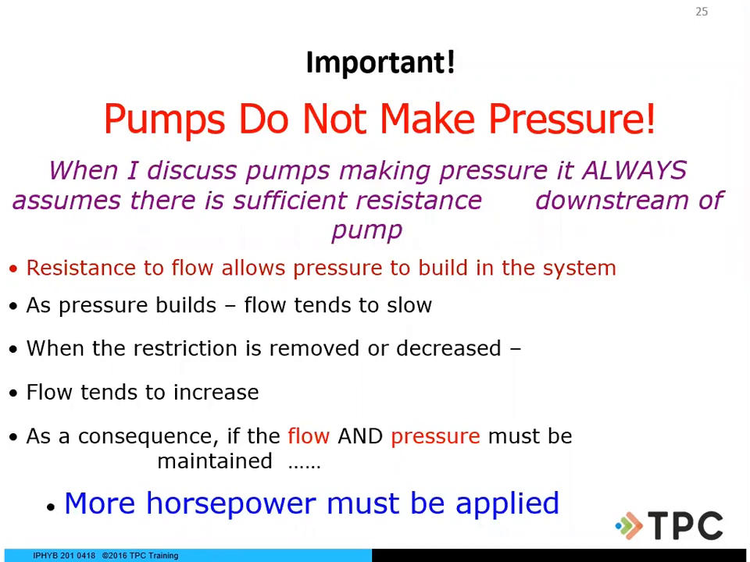Our pump is pumping. When I discuss pumps making pressure, it always assumes we have sufficient resistance. Now we're talking about the viscosity of the fluid within our system. Resistance to flow allows pressure to build in the system. As pressure builds, flow tends to slow. That's the purpose of our pressure relief valves there. When the restriction is removed or decreased, flow tends to increase. As a consequence, for the flow and pressure to be maintained, more horsepower must be applied.